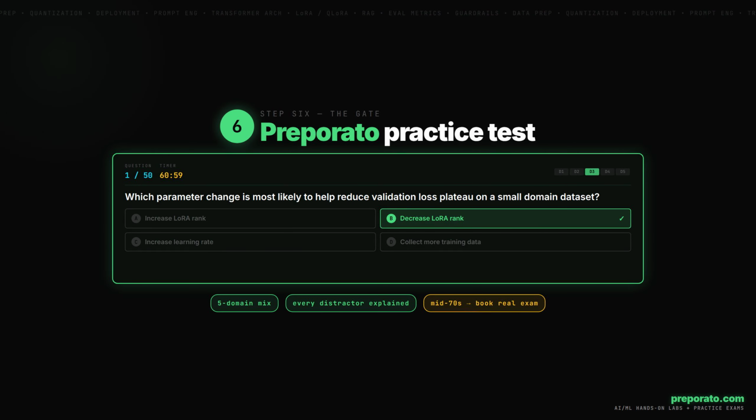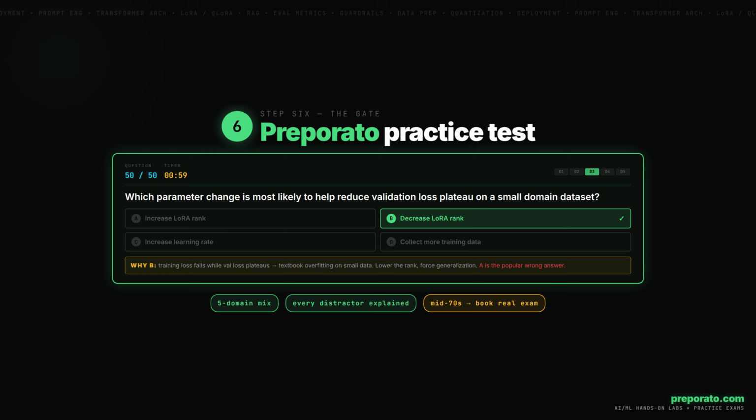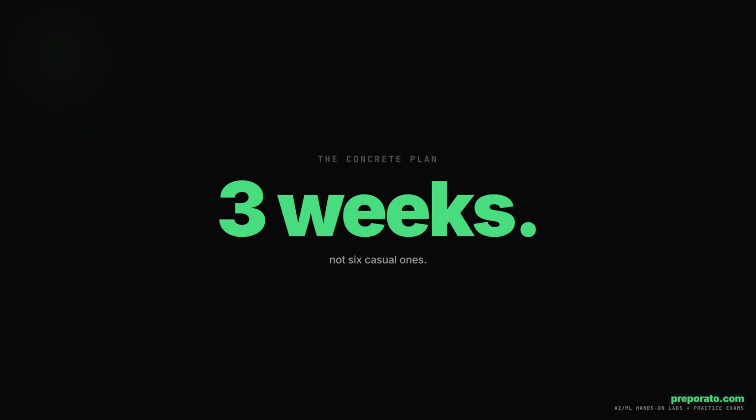The gate before you book the exam, the Preporato full-length practice test. It mirrors the real exam's question style, its timing, and its 5-domain distribution, and every missed question is explained, including why each distractor is wrong. The labs plus the practice test together are the closest thing to sitting the real exam before you sit the real exam. 3 weeks, concretely, using the stack I just described.